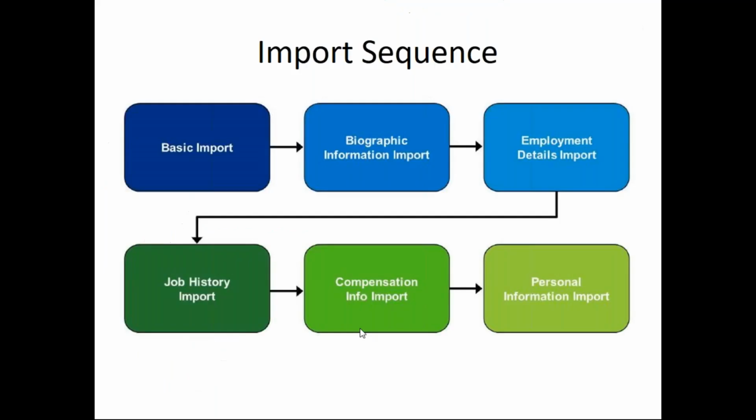So these are the 6 files: basic import, biographical import, employment details, job, compensation, and personal information. These 6 files are to be loaded, and that too in the same order. Then only can you say that one employee is hired in the Employee Central system. Minimum 6. Out of these 6, first is the basic import. In the initial days in a non-EC system, the UDF file we saw to create new users in the SF system, that is the same file.